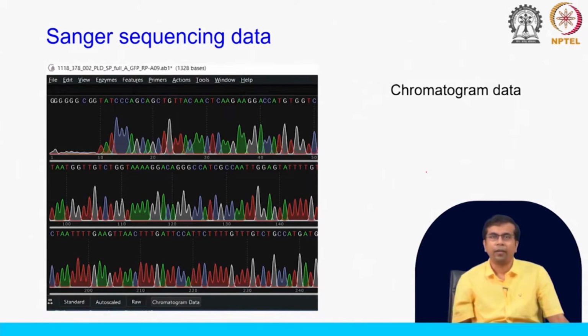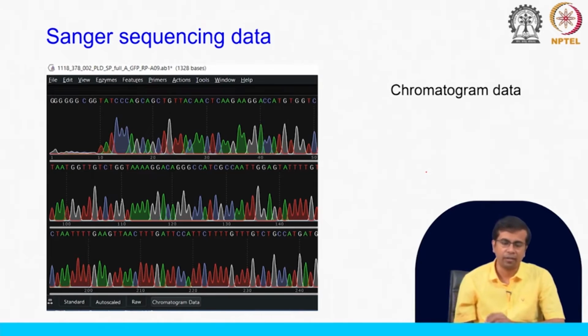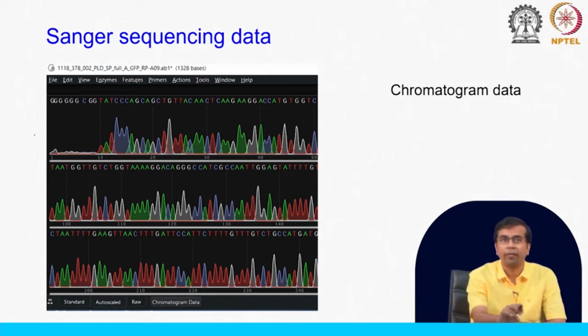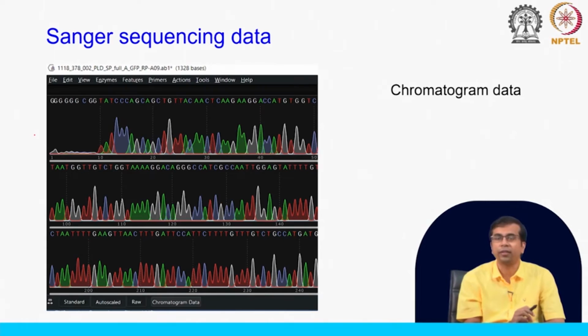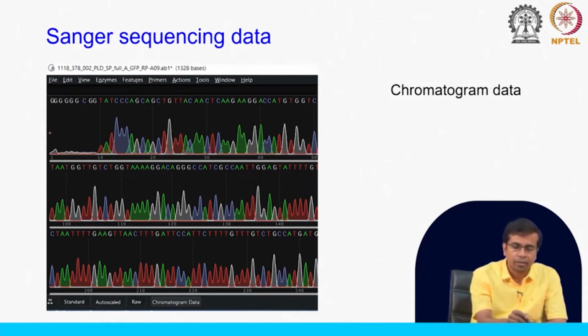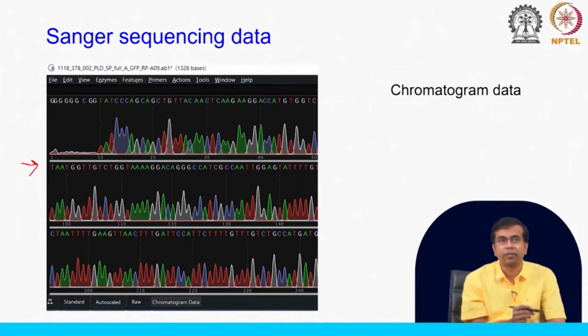Now, if you open this AB1 file, you will see something like this. This is called the chromatogram data, where you have this sequencing data stored. What you see here is you have like 3 rows of information. The first row is the sequence. And for each base you have a peak, and these peaks are also colored differently.